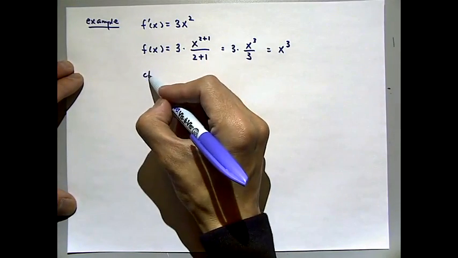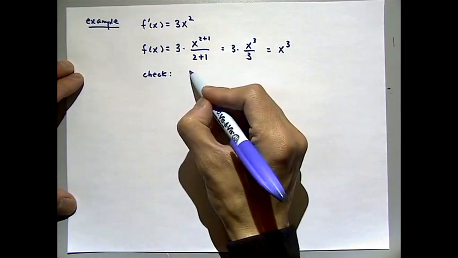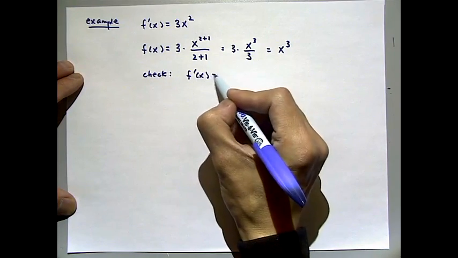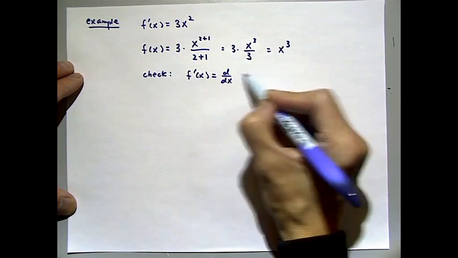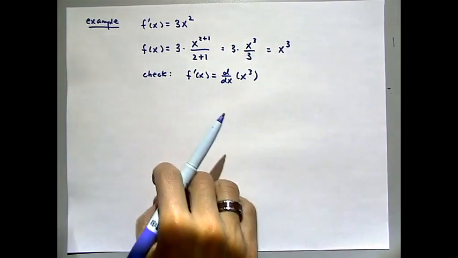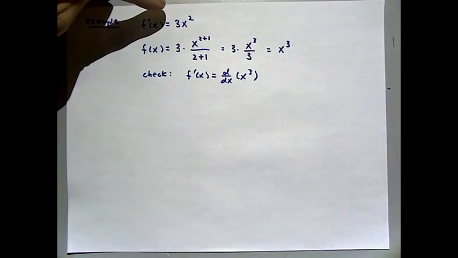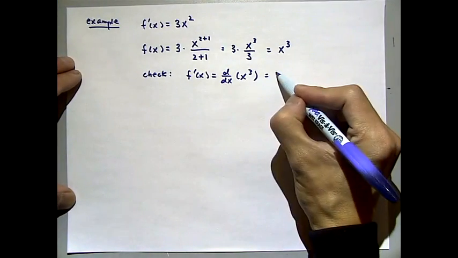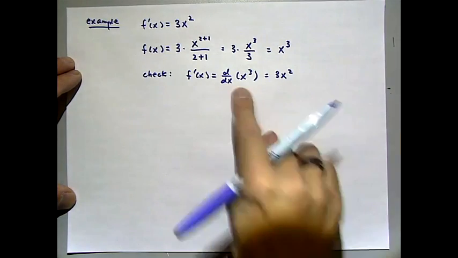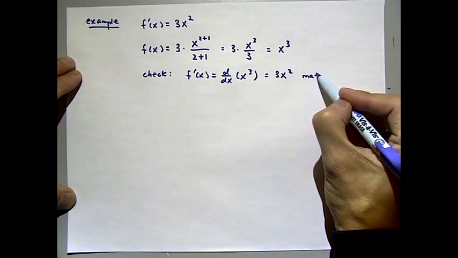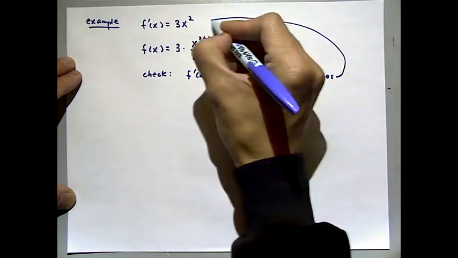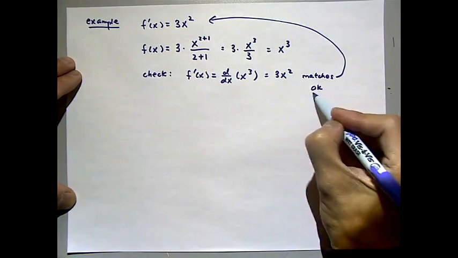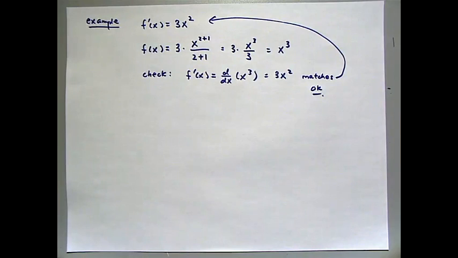Of course, you can always check. Whatever I just got, if I take the derivative of that, I better get what I started with, because that's literally what we did. We undo the differentiation. We get 3x squared, right? As we should. So this matches that. Therefore, it's okay. Okay, a very, very simple rule.